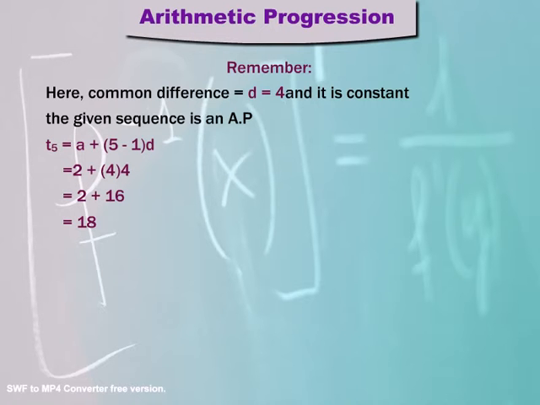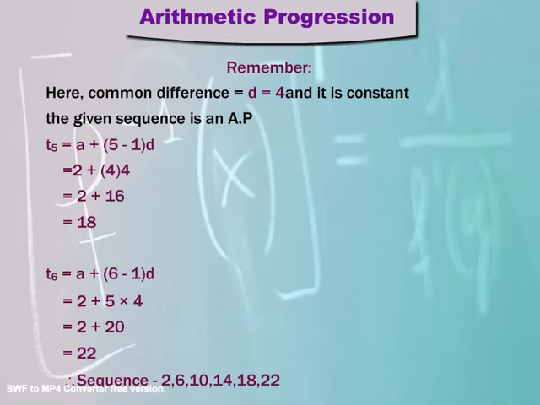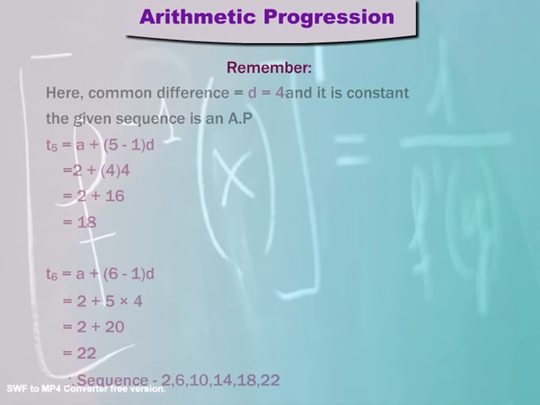T5 equals a plus (5 minus 1) into d equals 2 plus 4 into 4 equals 2 plus 16 equals 18. T6 equals a plus (6 minus 1) into d equals 2 plus 5 into 4 equals 2 plus 20 equals 22. Therefore, the sequence is 2, 6, 10, 14, 18, 22.